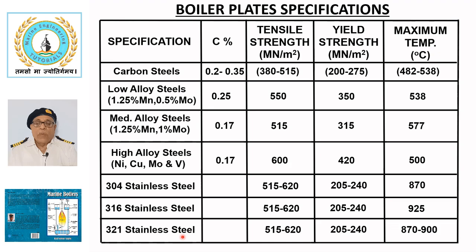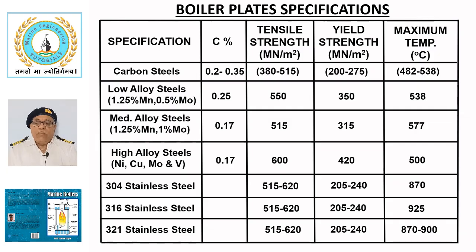321 stainless steel. 321 stainless steel with 18% chromium and 12% nickel is similar to 304 grade, but with the addition of titanium, which stabilizes the material against chromium carbide precipitation, has average yield strength of 225 meganewton per meter square at maximum temperature of 900 degrees Celsius. They provide resistance to intergranular corrosion and carbide precipitation and are preferred for prolonged service at elevated temperatures.